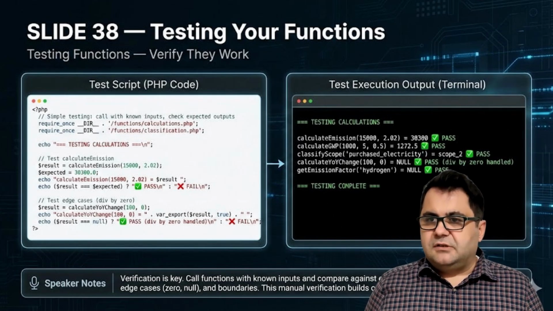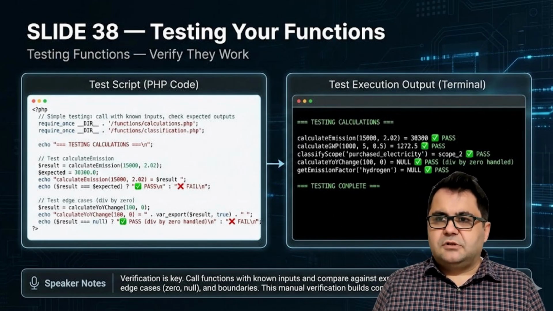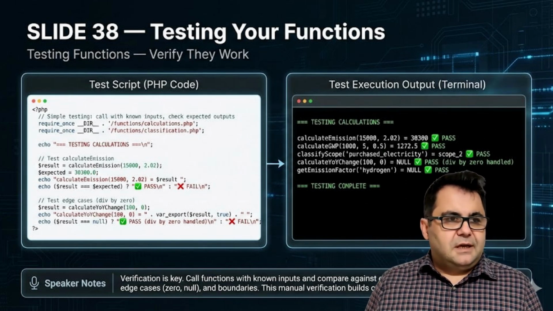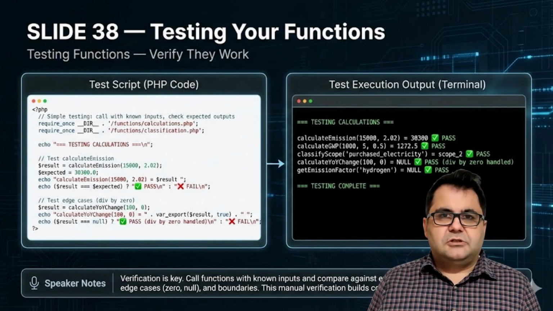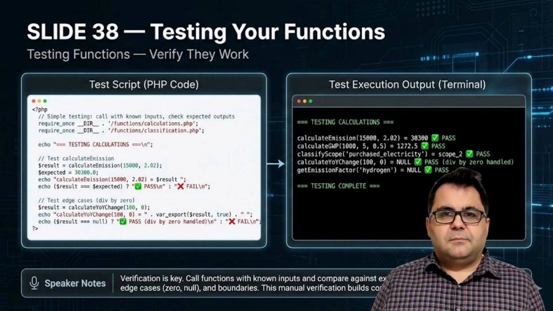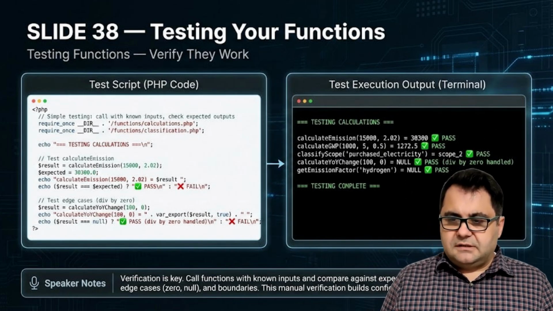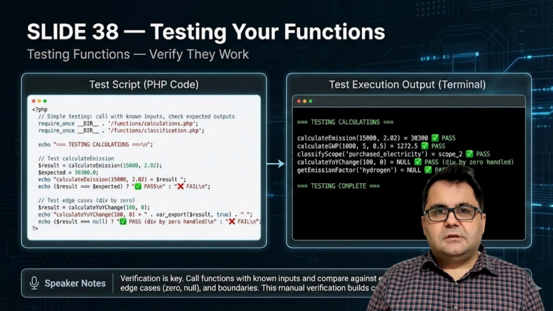Testing is how you verify your functions work correctly. The pattern is simple. Call the function with known inputs, compare the result against the expected output. If they match, it passes. If not, it fails. Test normal cases: does the basic calculation work? Test edge cases: what happens with zero input, null values, unknown fuel types? Test boundary conditions: what's the severity at exactly 1,000 tons?